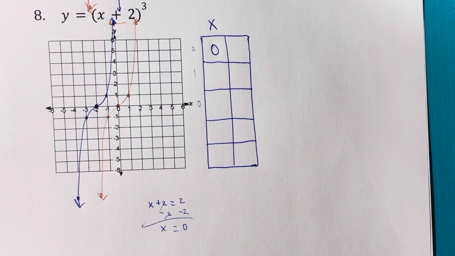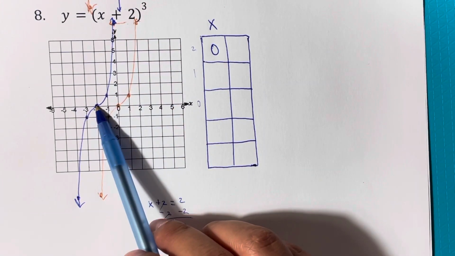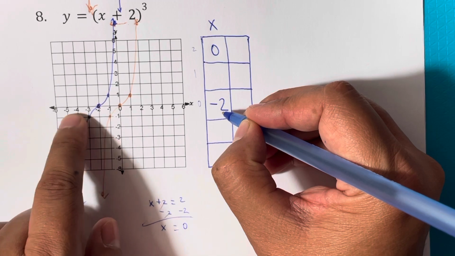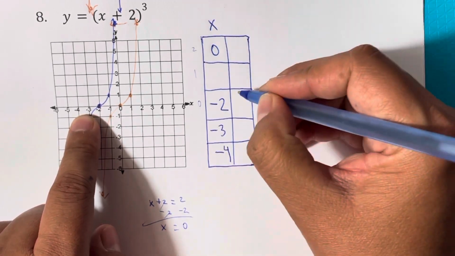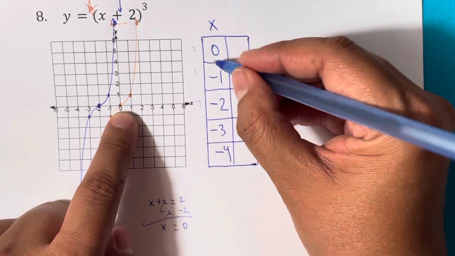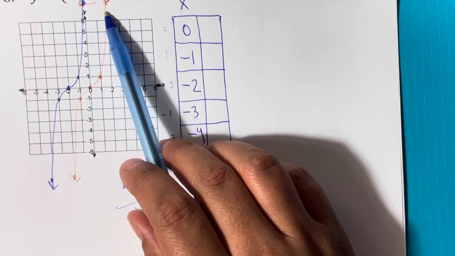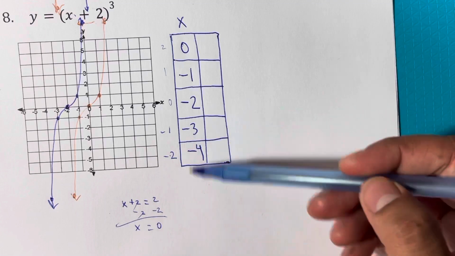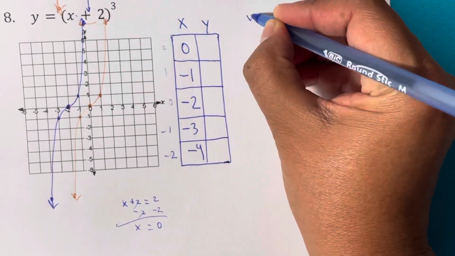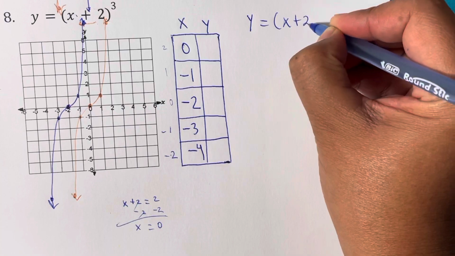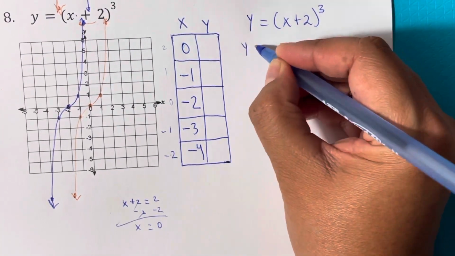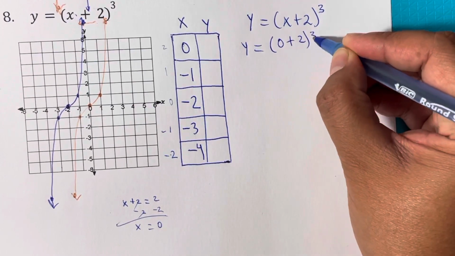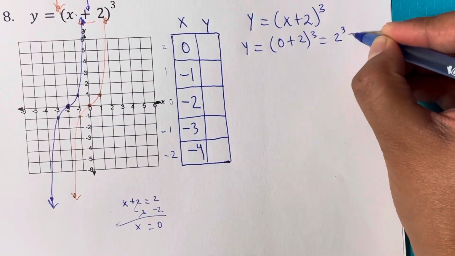Or you can just say, oh, since I have positive 2, that means it's going to move to the left, and that's going to be negative 2. And then I just choose the 2 on the left, so negative 3, negative 4, and negative 1, 0. Just see, oh, I'm adding 2. That means it's going to be negative 2, 2 above that, and 2 below that. Okay. Find Y. Y is equal to X plus 2 cubed. Y is equal to, I substitute 0 plus 2 cubed. 0 plus 2 is 2, cubed equals 8.